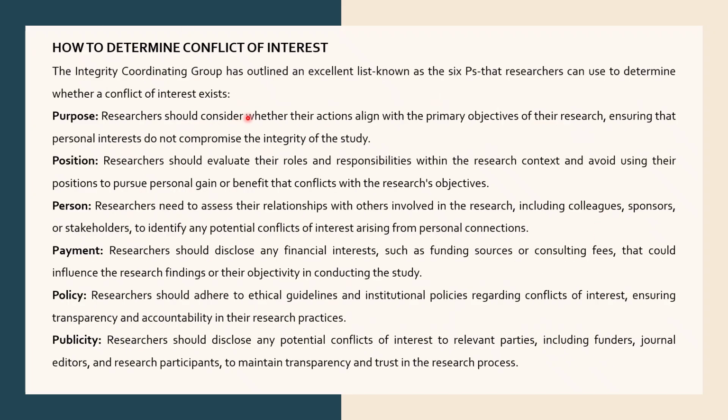How to determine conflicts of interest? The Integrity Coordinating Group has outlined an excellent list known as the 6 P's that researchers can use to determine whether a conflict of interest exists. How to determine? 6 P's: 1, 2, 3, 4, 5, 6. Purpose, position, person, payment, policy and publicity.